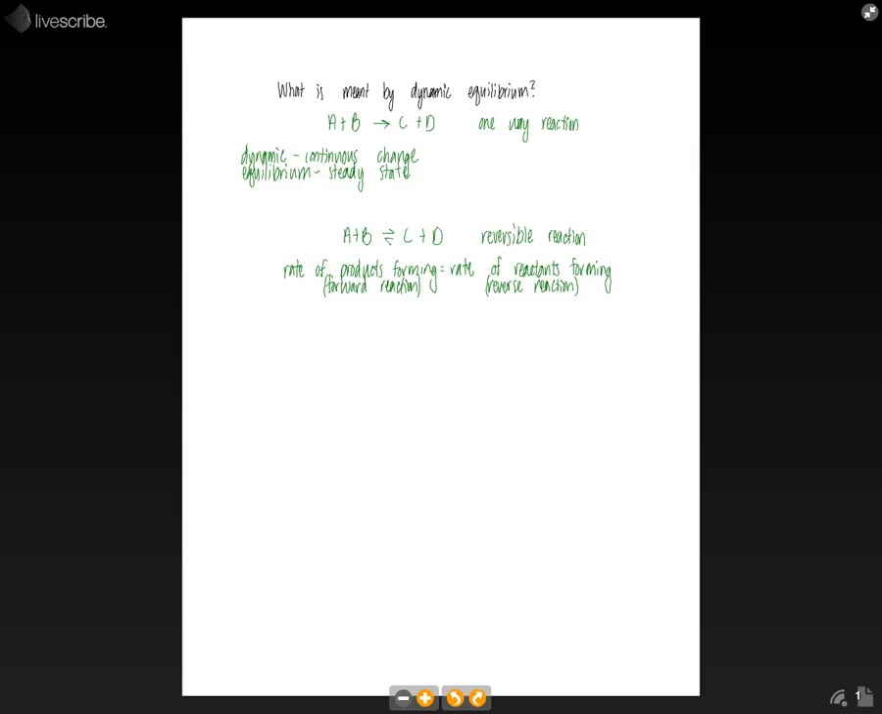So again, it's not steady state in a sense that there's no change occurring, because as we said, dynamic means continuous change. So we're constantly forming more products and we're constantly forming more reactants. The steady state means that the rates of these two reactions, the forward reaction and the reverse reaction, are equal. And that's what is meant by dynamic equilibrium.